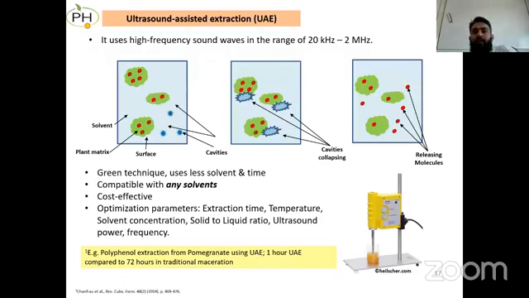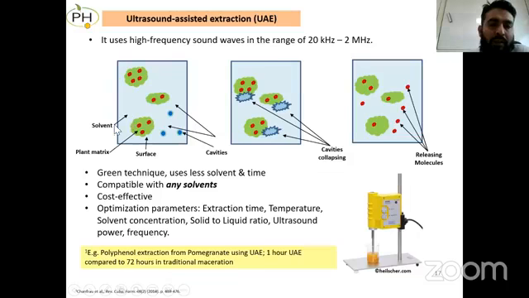The other technique is ultrasound assisted extraction technique, and it uses high frequency sound waves in the range between 20 kilohertz to 2 megahertz. A normal human can hear up to 20 kilohertz. So beyond that, we use in ultrasound assisted extraction. So this is the principle of how this cavitation or whatever heating happens in this media. This is your plant. Green part is your plant matrix. Whatever you have taken, plant powder, stem, leaves, or pulp, whatever.